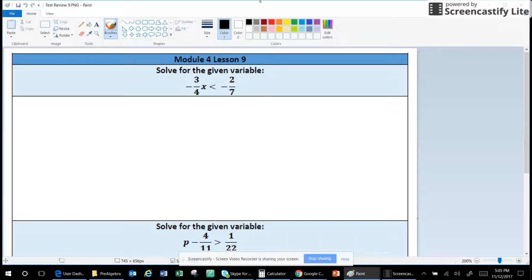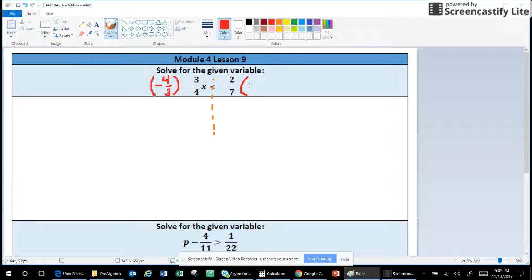Lesson 9, fractions, which everyone loves, I know. Let's go ahead and solve for this. I need to solve for x. I see it's being multiplied by negative 3 over 4, so I'm going to multiply it by negative 4 over 3 to get that to cancel.